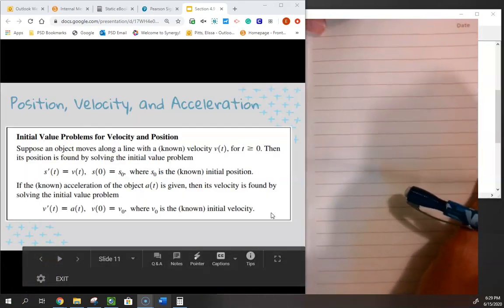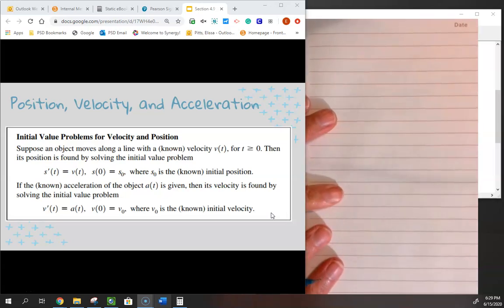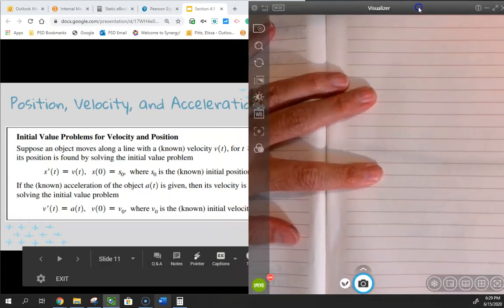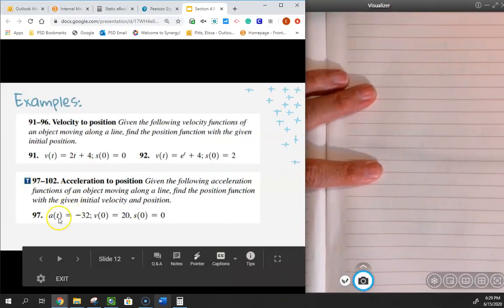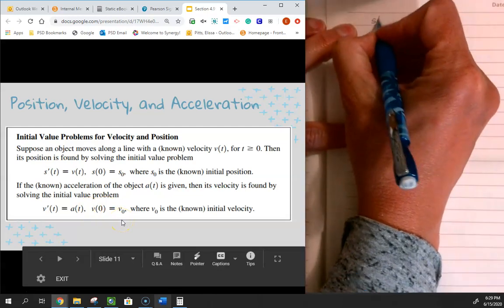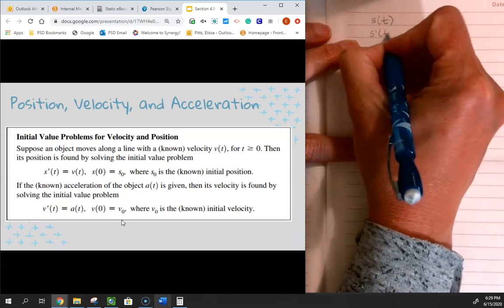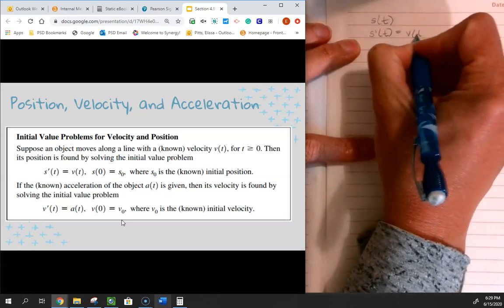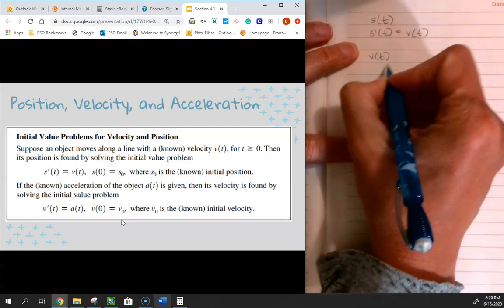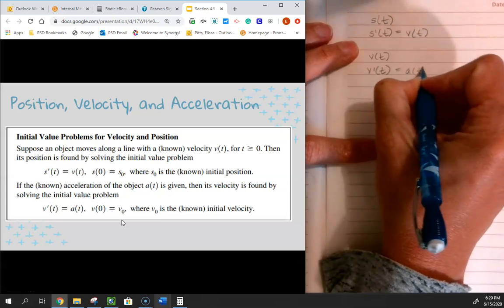So another type of problem that you'll get in this section deals with position, velocity, and acceleration. And the main thing that we need to remember with position, velocity, and acceleration is that if we have position, the derivative of position is equal to the velocity. And if we have velocity, the derivative of velocity is equal to acceleration.